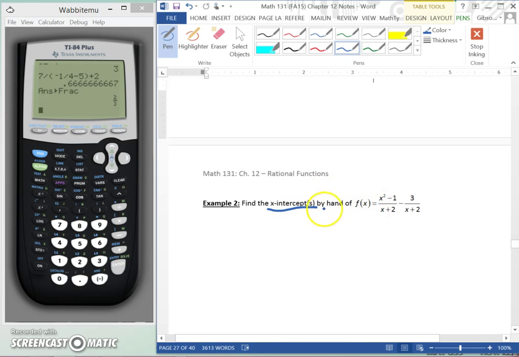Yes, f of x will have to equal 0. Because remember, with x-intercepts, y equals 0, right? Doesn't f of x represent y? And since it does, that means that it'll be 0 is equal to this equation.